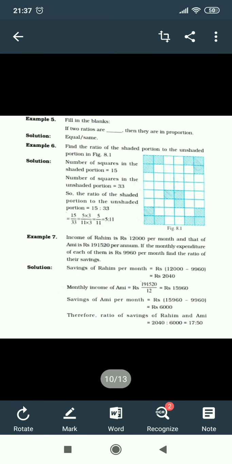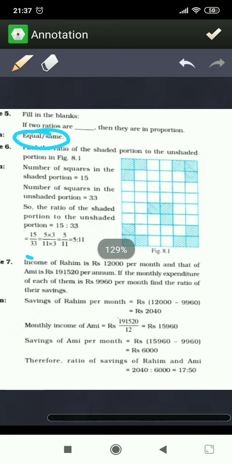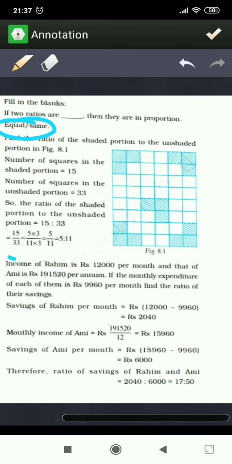Fill in the blanks. These questions we will discuss now. If two ratios are equal or same or equivalent, then only these two ratios are said to be in proportion. Find the ratio of the shaded portion to the unshaded portion. They are asking now. So how to get it? Count the boxes which are shaded. Count the boxes which are unshaded.